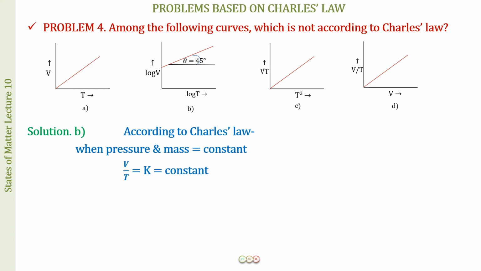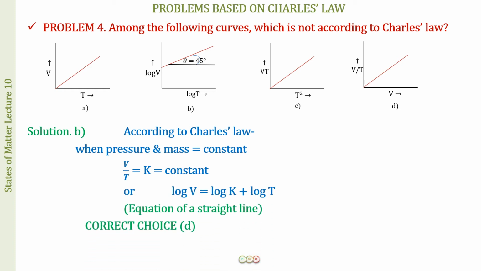V by T equal to K, that is going to be a constant. So just taking the log on both sides, what you will be getting is log V equal to log K plus log T, and this is going to be an equation of a straight line. According to this, log V is on the y-axis, log T is on the x-axis, and log K is going to be the constant. So it is going to cut the y-axis at some point over here, and that point is going to be the value of log K.